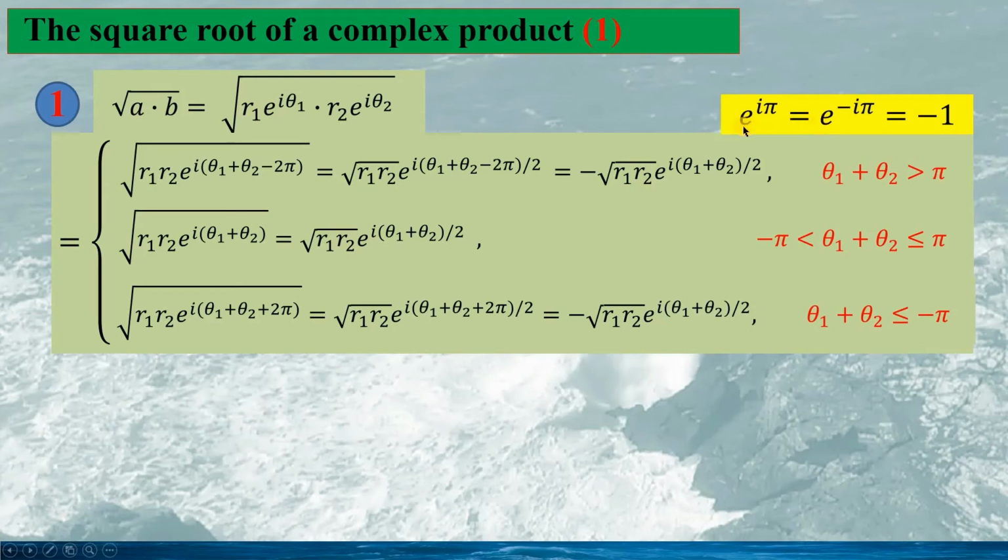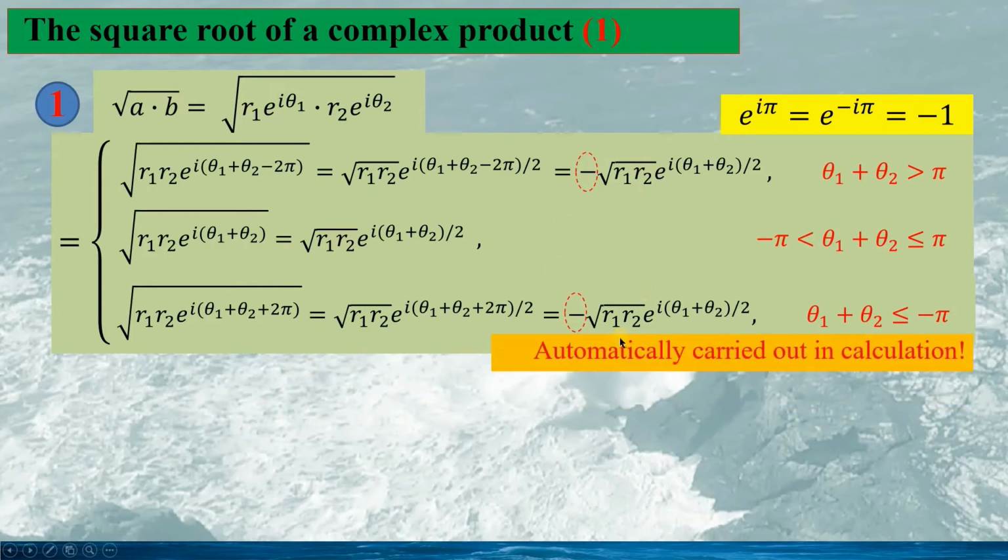Here we have used e to the power of i pi equaling e to the power of minus i pi. Both are minus 1, so we have the minus sign here. When the calculation is done in MATLAB, all this would be carried out automatically. We don't need to examine the case like this. But here I only make it clear where the problem is.